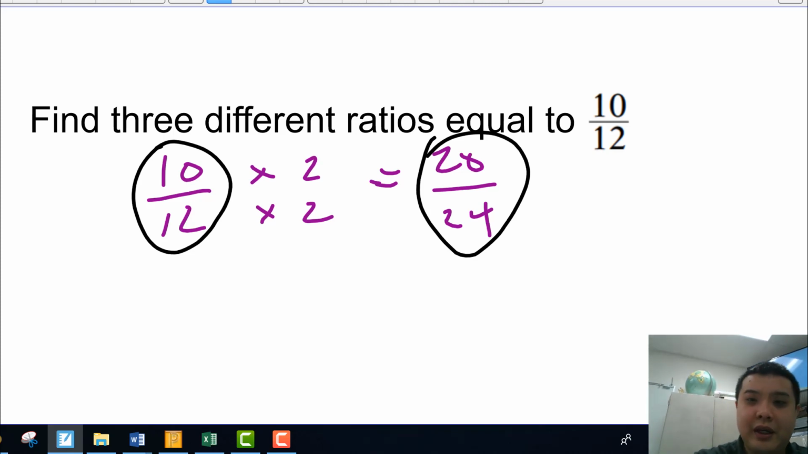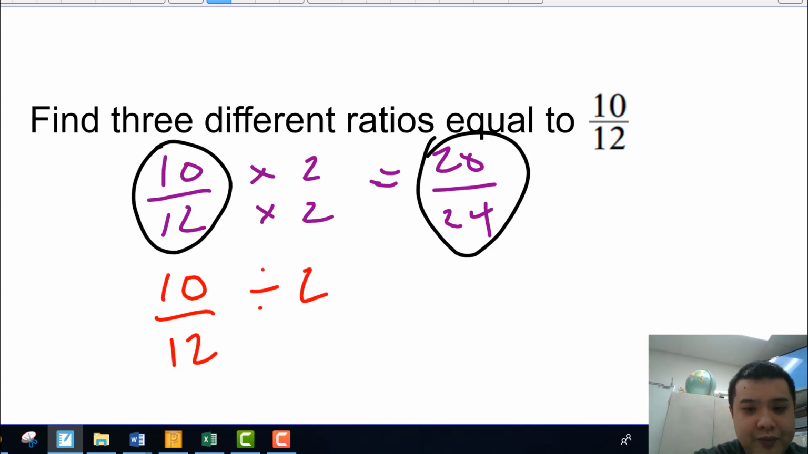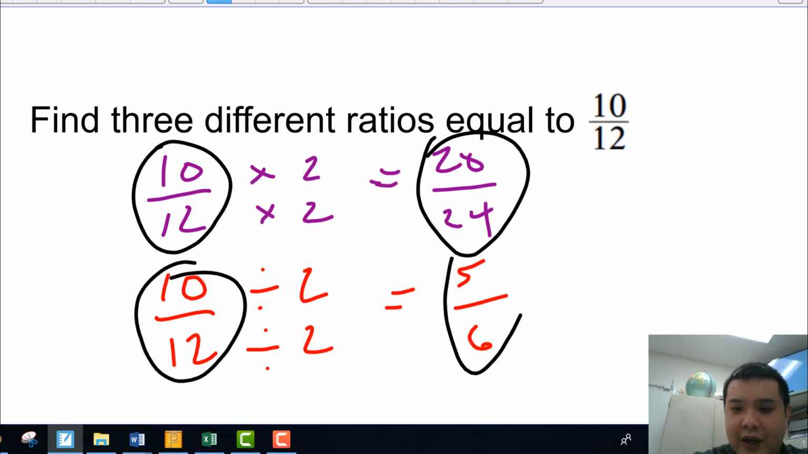Okay. We can also divide these. We can divide each one of these by 2. So let's try that out. 10 twelfths divided by 2, divided by 2. We get the equivalent ratio of 5 to 6. Okay. So 10 twelfths and 5 to 6 are equivalent ratios.